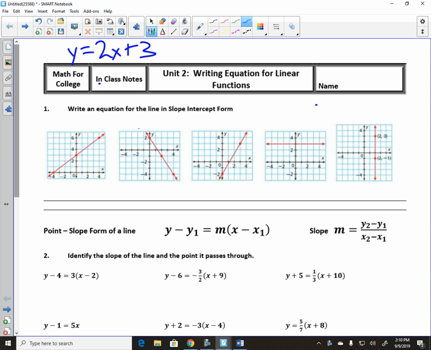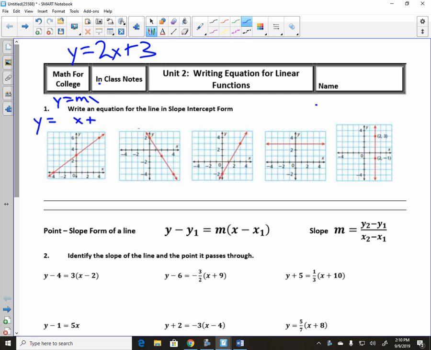y-intercept, they go up 2 and over 1. No big deal. Well, now the question is, can we go the other direction? If we see a line, can we write an equation for it? Okay? So in this situation right here, y equals something times x, and then plus something else. So y equals mx plus b.